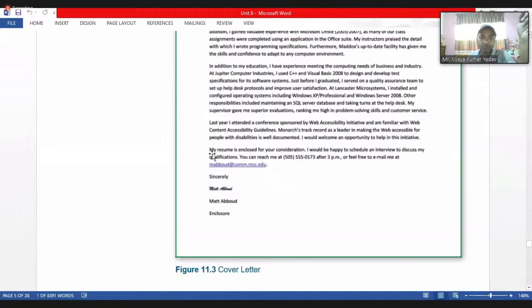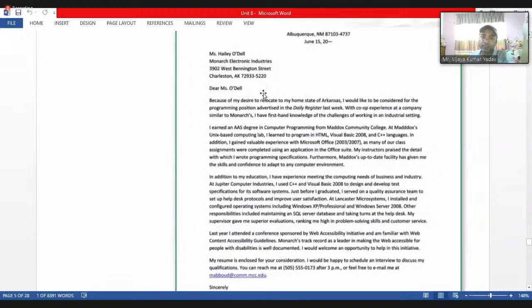So here, see the last paragraph, my resume is enclosed for your consideration. I would be happy to schedule an interview to discuss my qualifications. You can reach me at, this is the contact number given, after 3 p.m., time also given, or feel free to email me at this email address also given. So this is the way you can end the job application. So remember, in the first paragraph, how did you come to know about the vacancy?